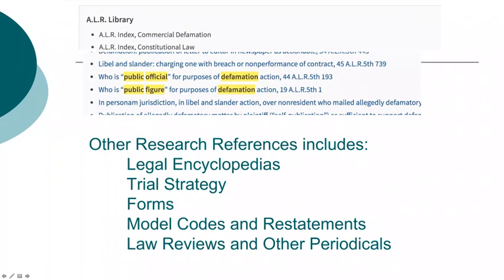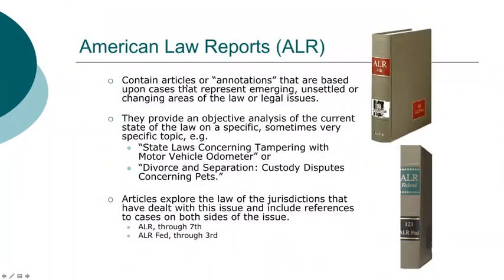And let's take a look at ALR, since it turns out that there is an entry on who are public figures, who are public officials for the purposes of defamation actions. So those look really useful in ALR, and this will give us a good segue to look at ALR. So what is ALR? These are annotations that are usually based on things that are unsettled, where there are jurisdictional differences. They're usually really, really specific. Where there is an ALR entry on your topic, they are incredibly helpful because they are incredibly thorough, but there may not be one on your topic.